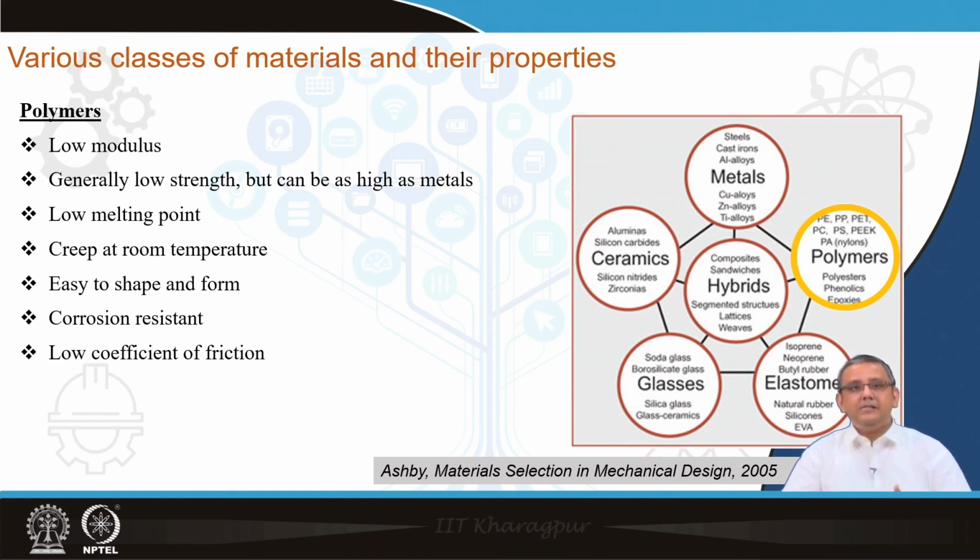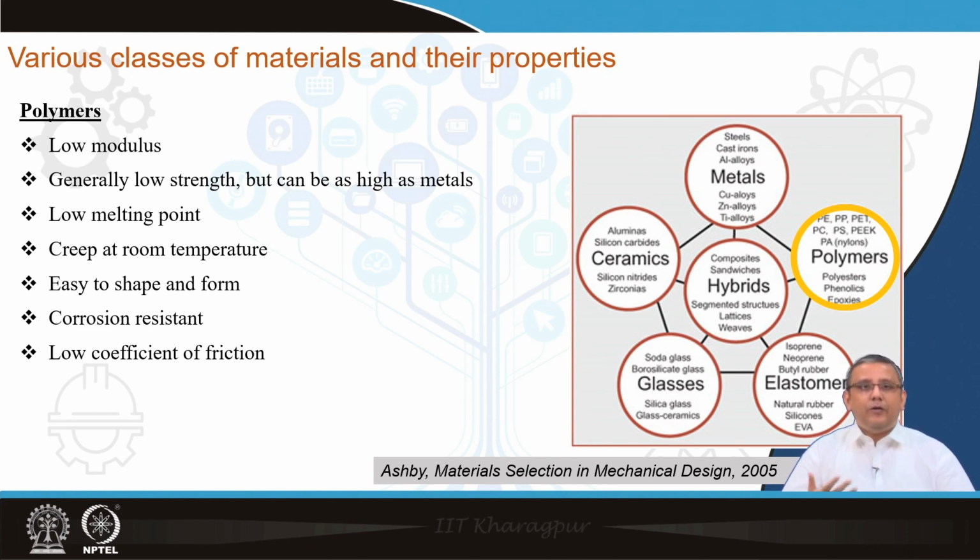And again, polymers have very low modulus because the intramolecular bond is a covalent bond, which is a strong bond, but the interchain bond is a weak van der Waals bond, and because of that polymers generally possess low modulus and also low melting point. But polymers also possess a low density, because the constituent elements like carbon, hydrogen, nitrogen, oxygen are very low density elements.